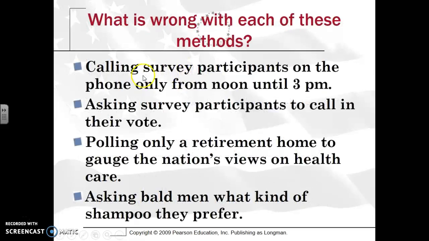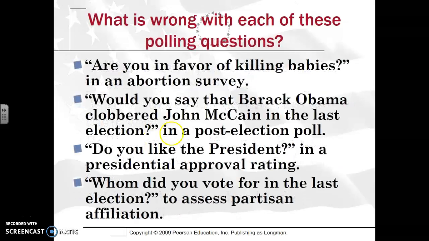Other examples of this: what's wrong with some of these methods? Asking survey participants to call in their vote. Well, you're now relying on people to call you instead of the pollster calling random people. Or what happens if you're only polling people at a retirement home to gauge the nation's views on healthcare? Certainly they're going to have stronger views on healthcare as opposed to the average American, who might be between 25 and 50.